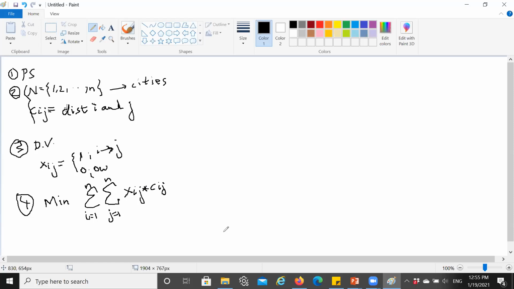So I want to minimize the distance that I travel from any city I to J. It's given that I have to visit every city only once and return back to the actual city. Okay, so I want to minimize this function. Is it clear?